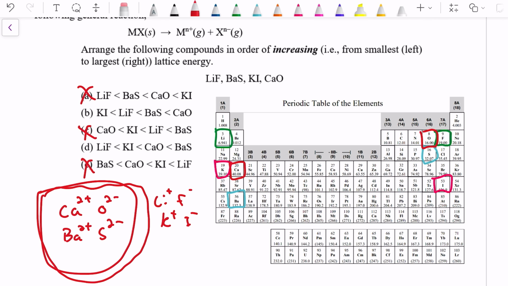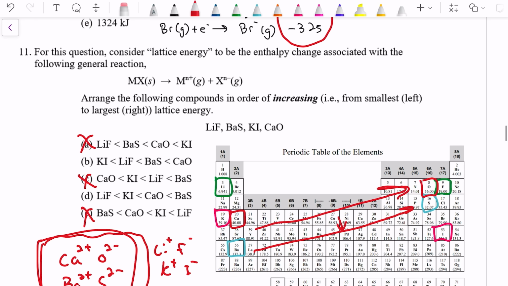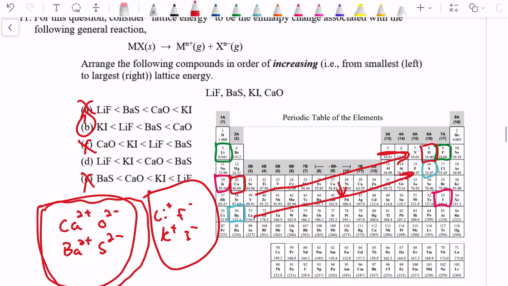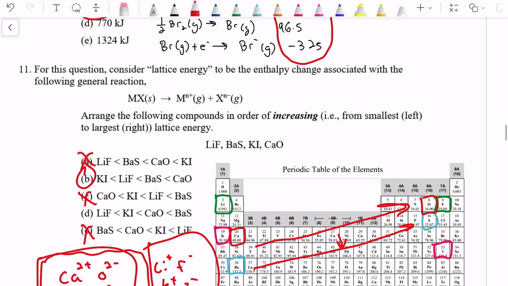If the elements have a greater electronegativity, they will have greater lattice energy. I know calcium and oxygen are going to have greater electronegativities because they're higher up, as opposed to barium and sulfur, which are like down. So let's see, what is this? 11, is that B? Also, if you look at these ones, it's going to be consistent because lithium and fluorine are higher up than potassium and iodide. Anyways, 11B.